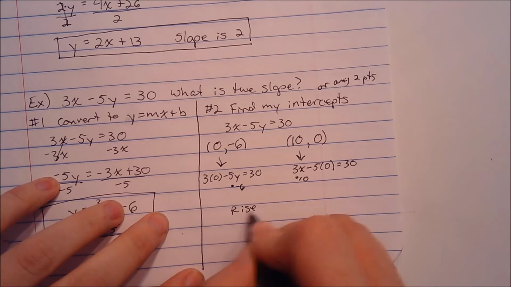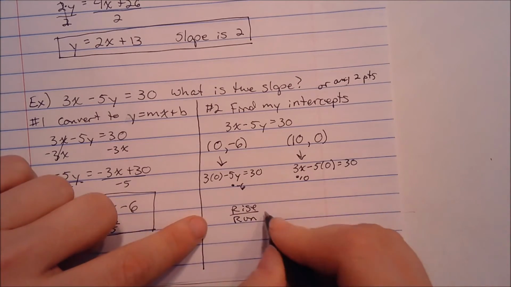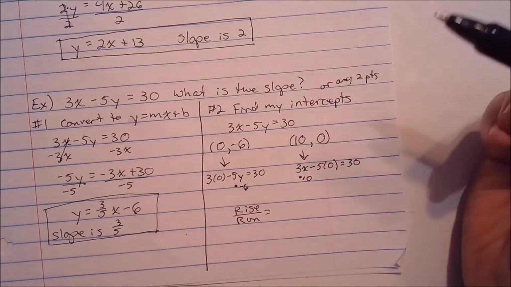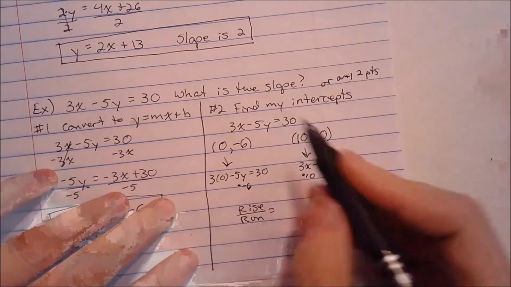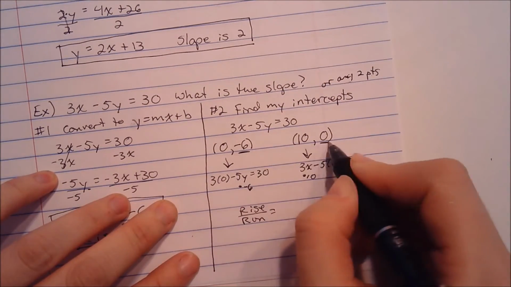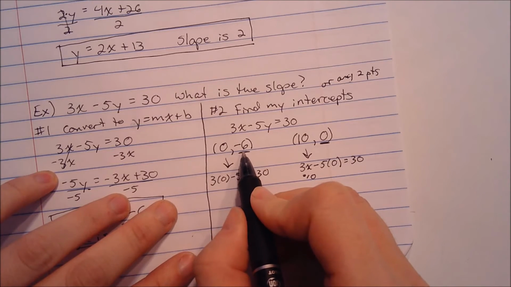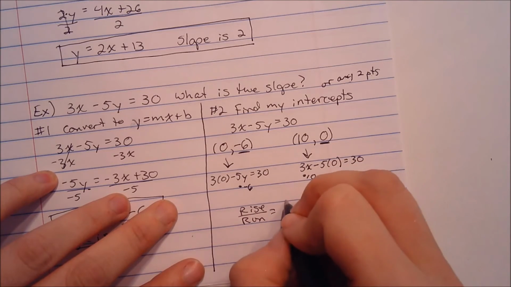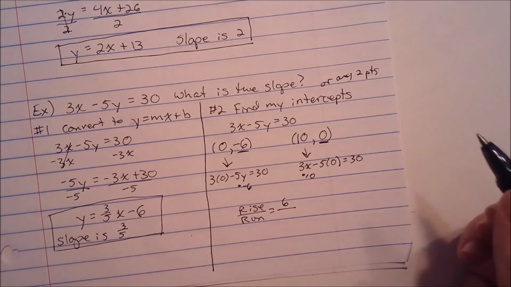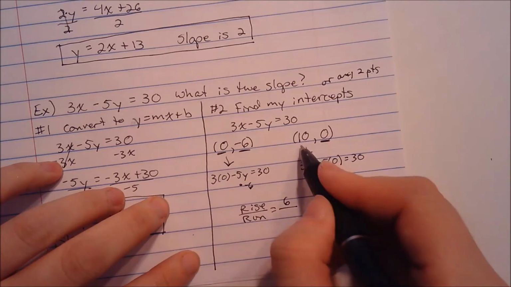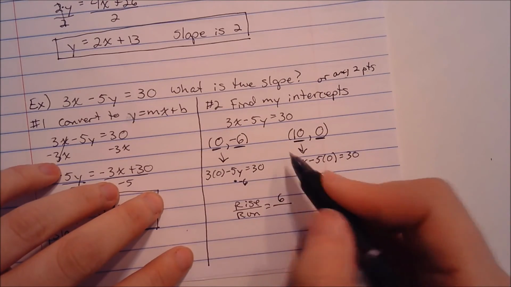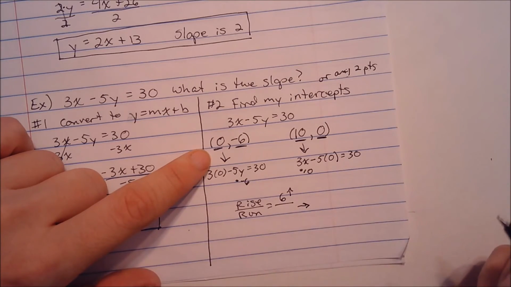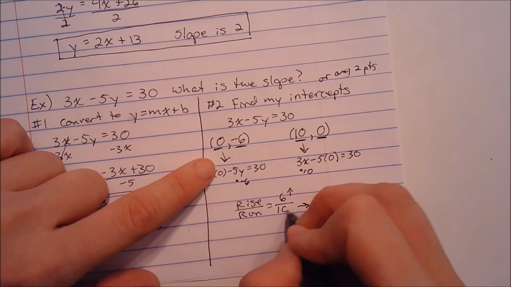So rise over run. Okay, so when you're doing rise over run with points and you don't want to use the formula, you just have to stay consistent where you start. So if I'm going to start here and go here, how far did it go up? From negative 6 to 0, it went up 6. And from 0 to 10, that's also going to the right, so that's a positive. 0 to 10, that goes up 10.